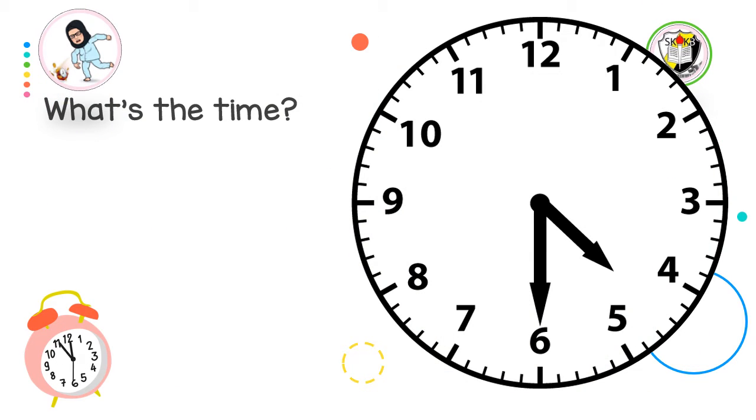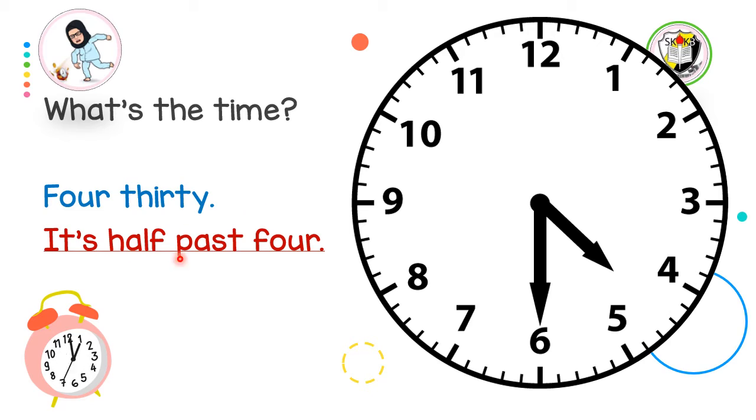Let's practice. When the short hand is between 4 and 5 and the long hand is on 6, what's the time? You can answer it 4:30. But the correct way to answer this question is it's 4:30.